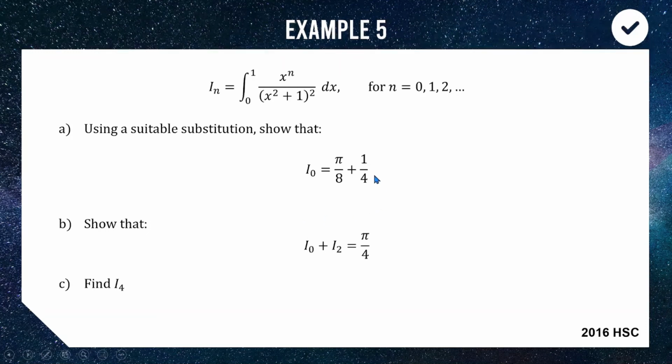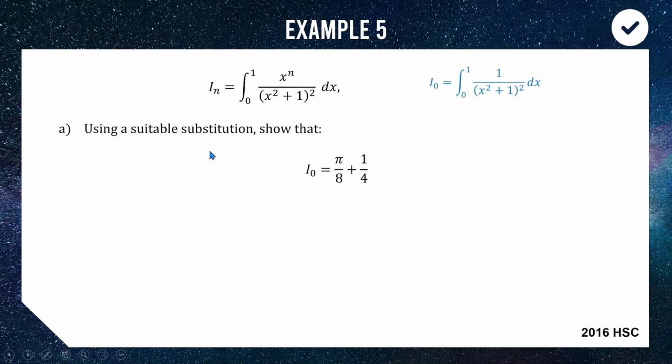Let's dive in. First part, here's our integral. We want to show that I0 is equal to pi over 8 plus 1 over 4, and it's hinting that we should use a suitable substitution. So let's have a look at what I0 looks like. Taking our formula from the question and replacing the n with a 0, we have x to the 0, which is 1. Now we've got to stare at this integral and think, all right, what's a clever substitution that's going to allow us to integrate this efficiently?